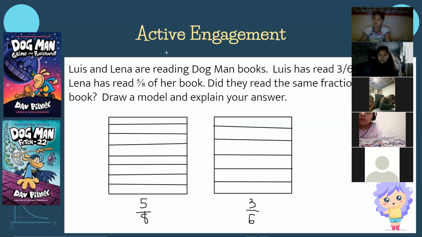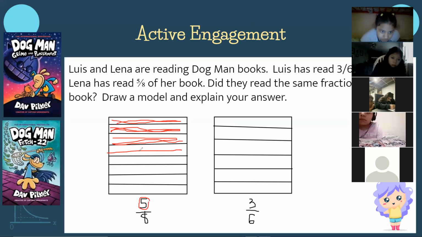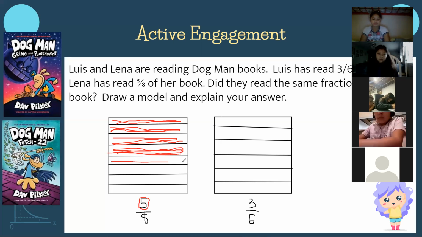So now what's left to do is to shade how much of the part the fraction is asking us to shade. So I noticed that our numerator is 5. So this means 5 pieces need to be shaded. 1, 2, 3, 4, 5.